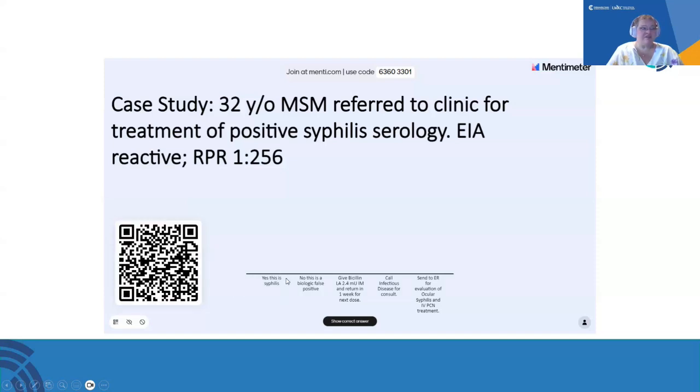Yes, it's syphilis. Would we give the bicillin and have him return in a week? Would we call infectious disease for a consult or send him to the ER for evaluation of ocular syphilis and IV penicillin?